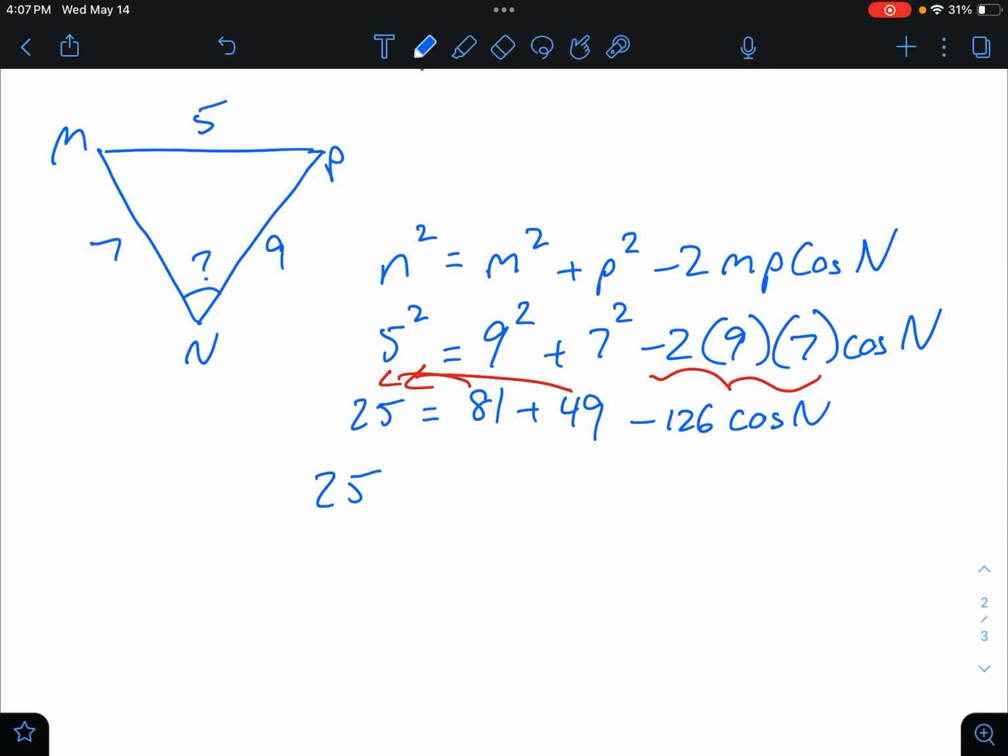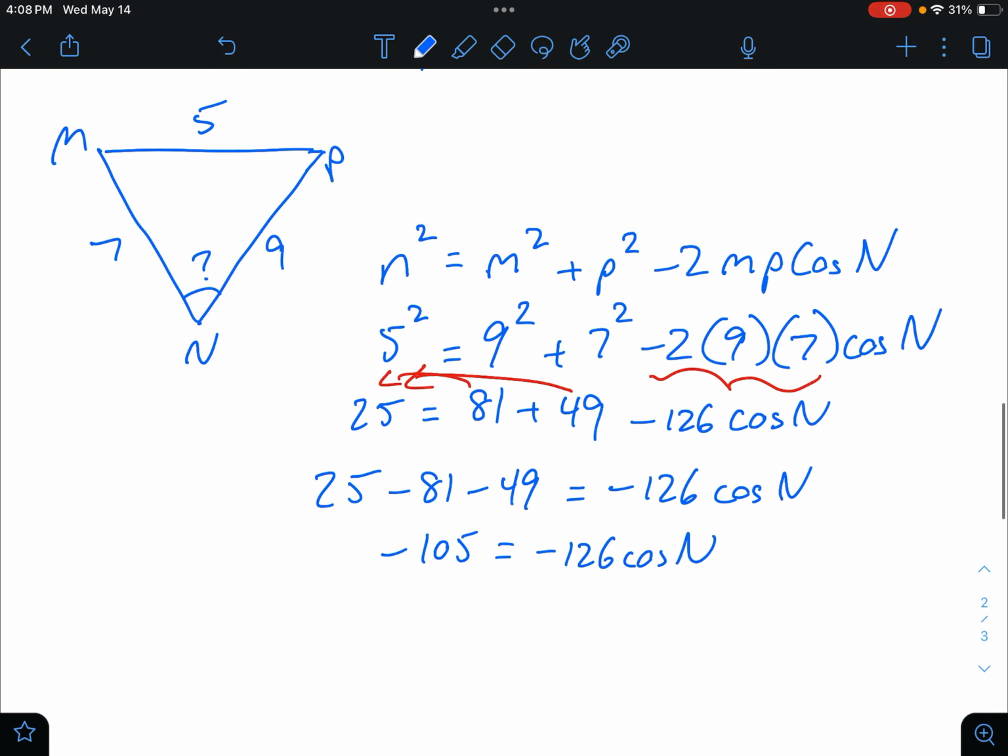So we're going to get 25 minus 81 minus 49 equals, now what's left on the right side is minus 126 cos n. Okay. Now the left side, I've got three numbers: 25 minus 81 minus 49. That I can punch in my calculator and get my number. So let's simplify that. Punch it in, you will get negative 105. And that's still equal to negative 126 cos n.